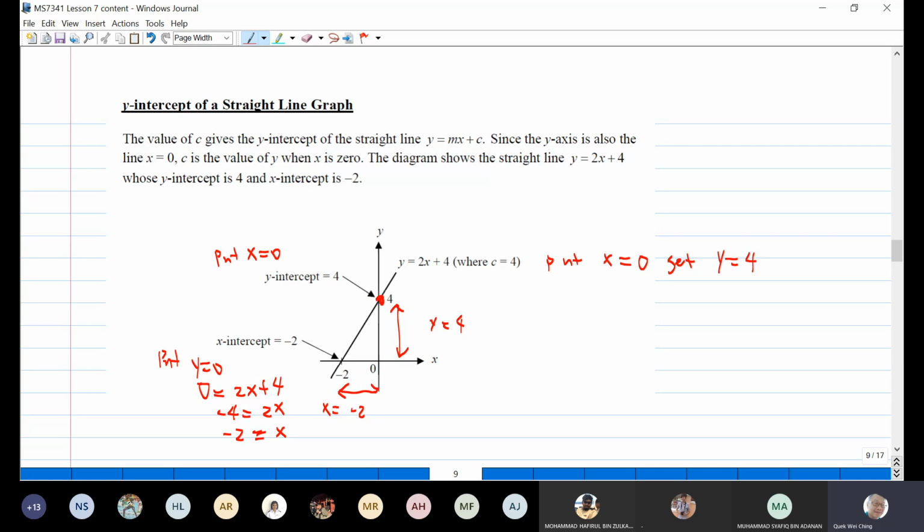Right. So this is how you know where the straight line cuts the x-axis and where the straight line cuts the y-axis. So this is how you interpret the meaning of y-intercept and x-intercept, especially y-intercept there. To find the y-intercept, put x equal to 0. To find the x-intercept, you put y equal to 0.